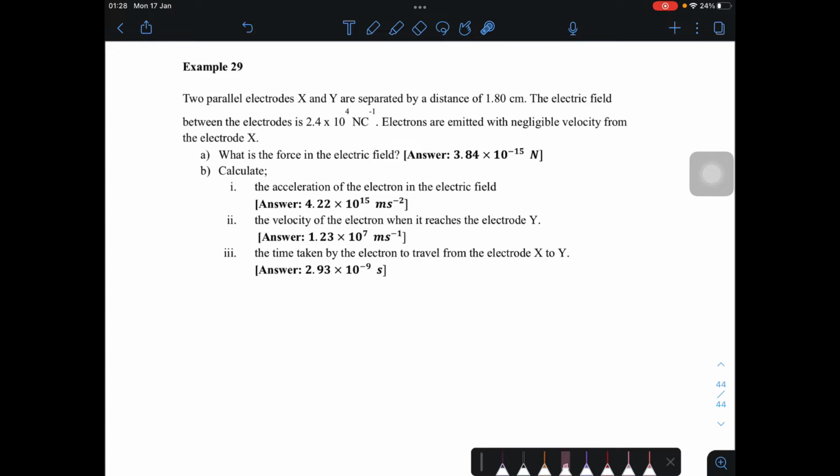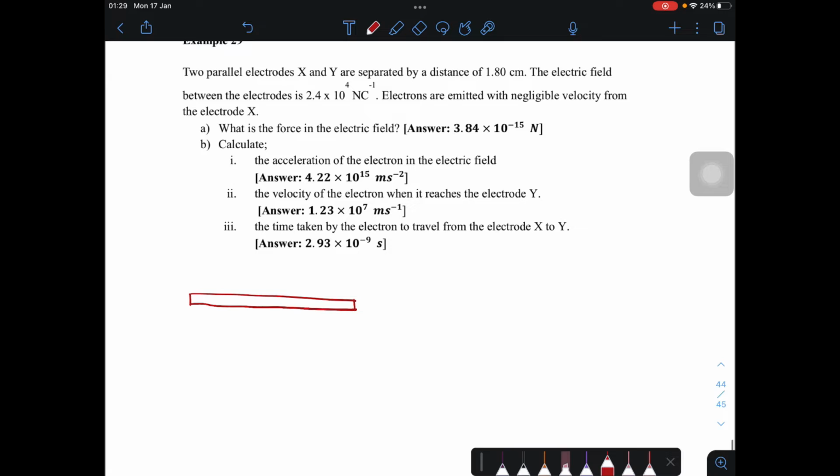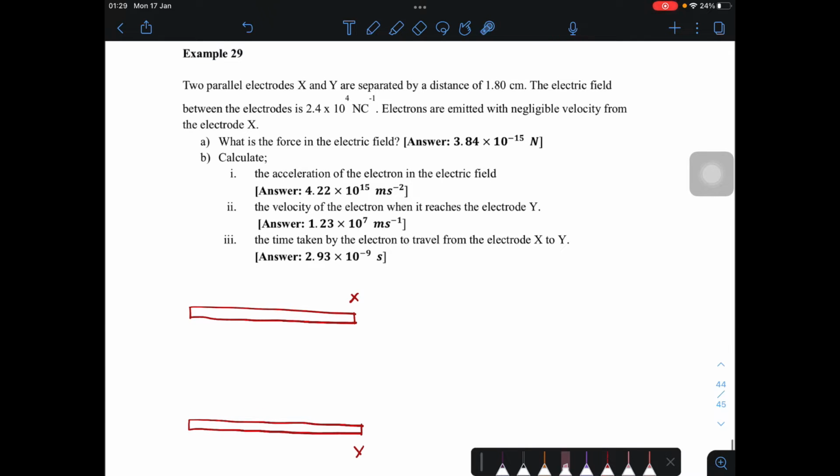Okay, so we are given electrodes X and Y. So let's draw first. So we have two parallel electrodes. And then this one is X, this one is Y. And the distance between them is 1.8 centimeter. And we are given the electric field, this value. And then here it's stated that electrons are emitted with negligible velocity from electrode X.